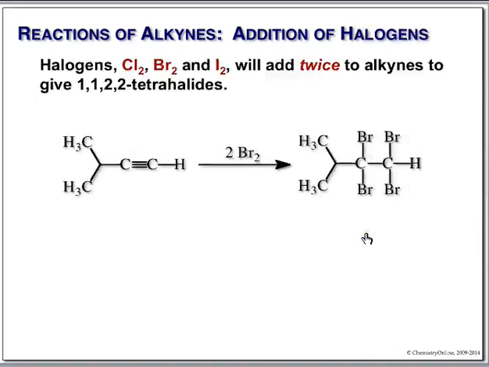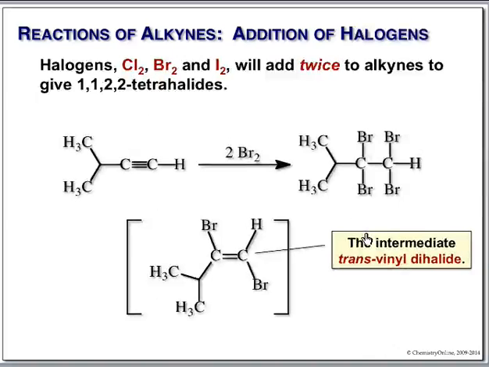Addition of something like bromine, once again, is going to happen twice. First time, we're going to make a trans dibromide, a vinyl dibromide. Again, once we get to this stage, we're going to do it again just like it was a simple alkene. Add our second mole, and we get the tetra halide.